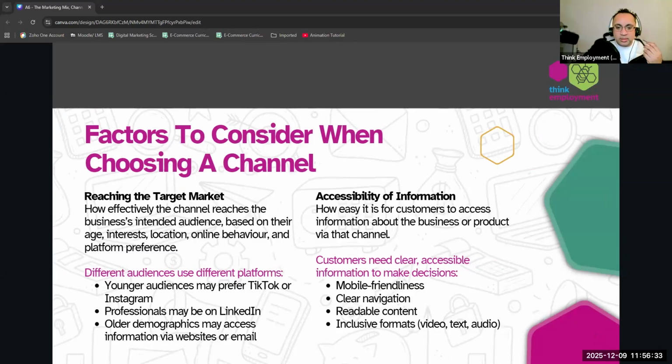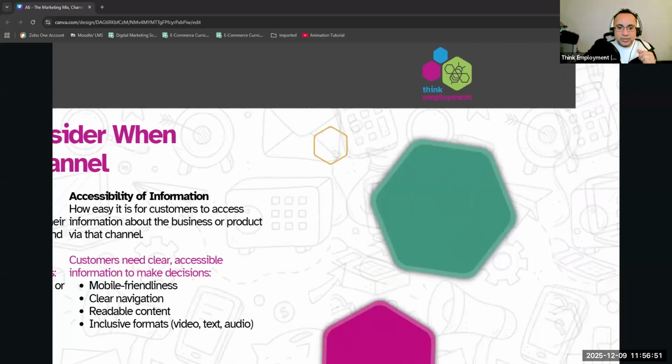Accessibility as well. You've got to be mobile friendly, with clear navigation, readable content, and inclusive formats, for example video, text, audio. People read information in different ways. So these are all factors you've got to think about, mainly reaching your target audience and also accessibility.